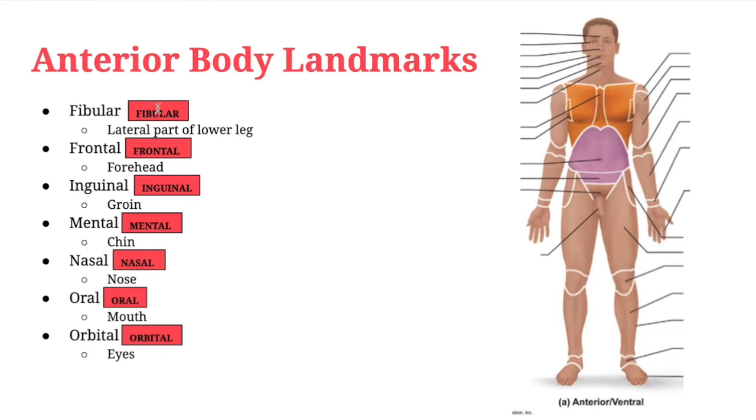Okay, so next we have fibular. If you think of the fibula, the bone on the outer part of your lower leg, or the lateral part of your lower leg, that would be where your fibula is. So this label right here would be fibular. Frontal refers to the forehead. So right here pointing to the forehead would be frontal.